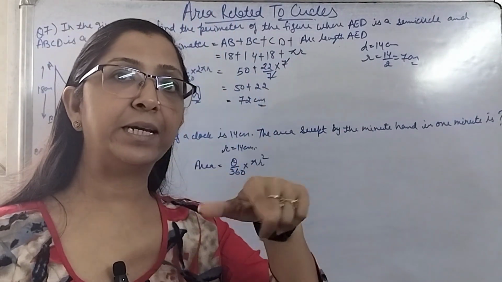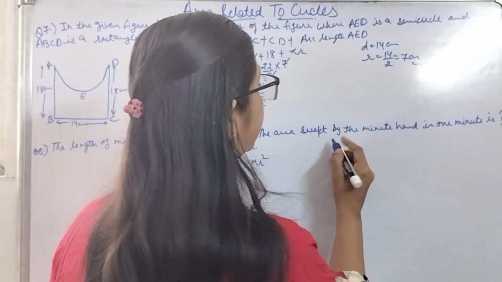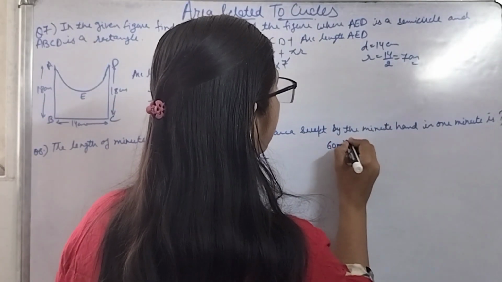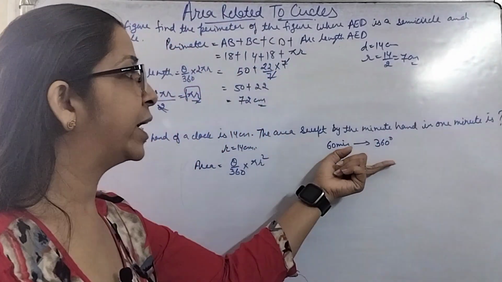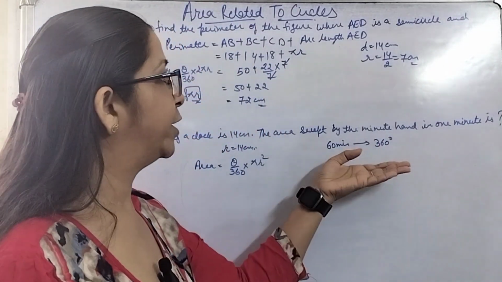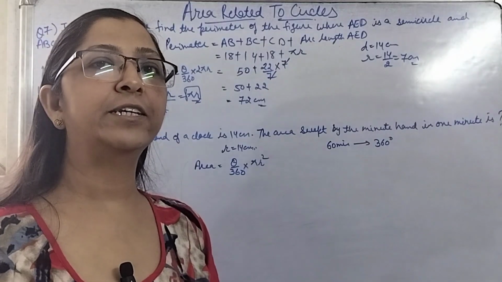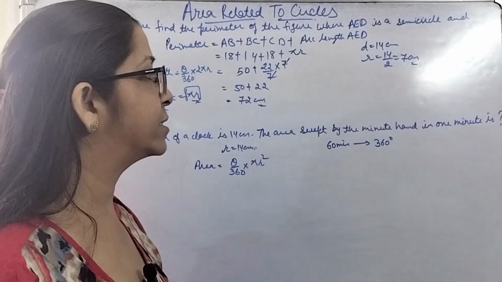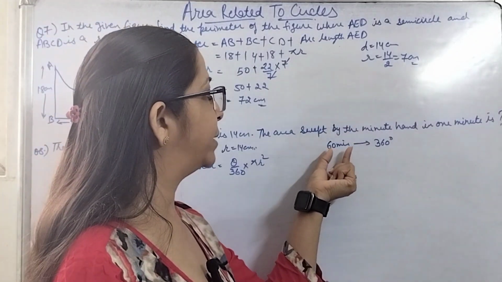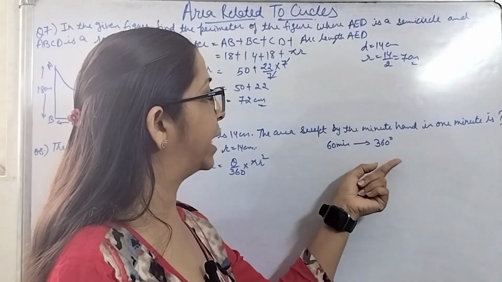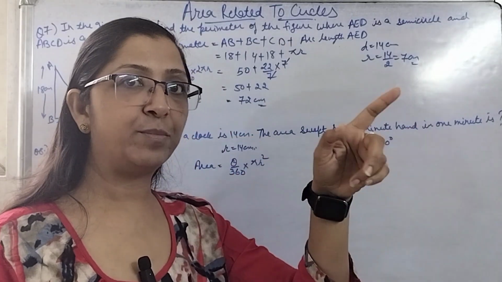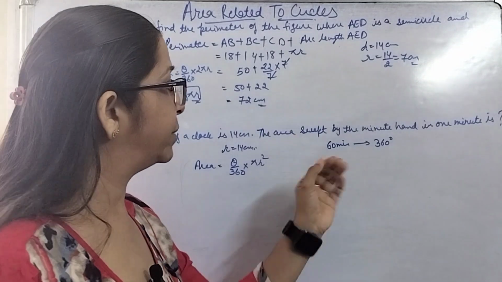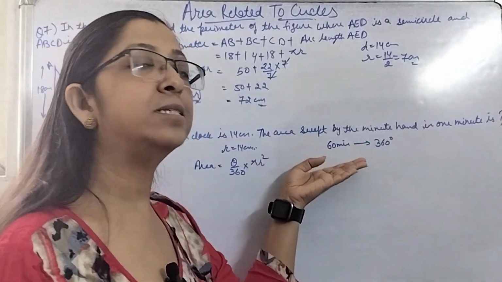That means it is making an angle of 360 degrees in 60 minutes. The minute hand is making an angle of 360 degrees. All this we have discussed in the video on the concepts of area related to circle also. So we know that a minute hand is covering an angle of 360 degrees in 60 minutes. In 1 hour, it is making a whole round.